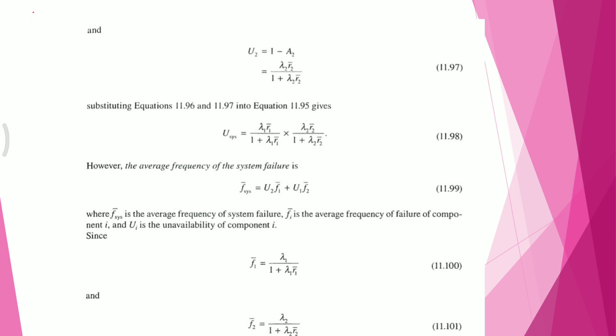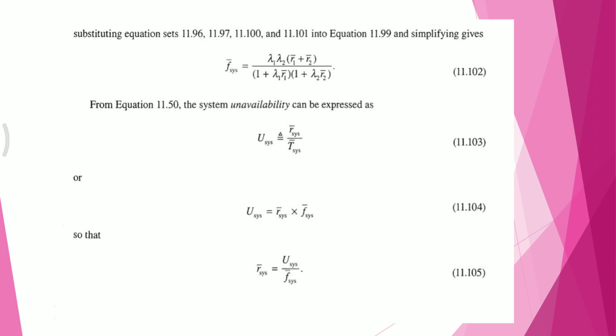However, the average frequency of the system failure is given as F bar system is equal to U2 into F1 bar plus U1 into F2 bar, where F bar system is the average frequency of the system failure, where F1 and F2 are the failure frequencies of the two components, and U1 and U2 are the unavailability of the components. Since F1 is equal to lambda 1 divided by 1 plus lambda 1 into R1 bar and F2 is lambda 2 divided by 1 plus lambda 2 into R2 bar, by substituting F1, F2, U1 and U2, we can get F bar system as given in equation 11.102.